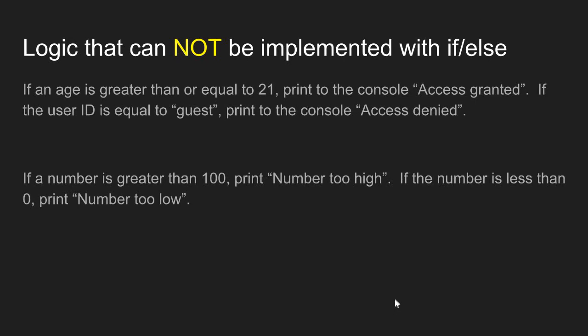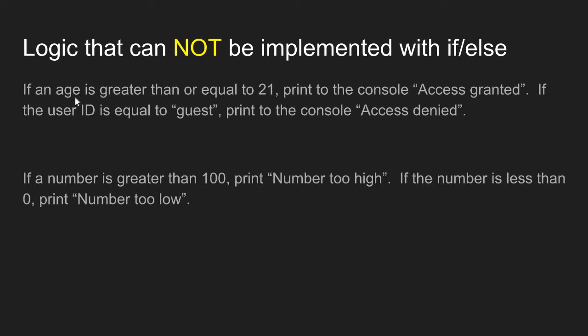Now let's look at some examples of logic that could not be implemented using an if-else statement. In our first example, we say, if an age is greater than or equal to 21, print to the console access granted. If the user ID is equal to guest, print to the console access denied. Now, maybe at first glance, because we're doing an access granted or access denied, the work looks like it's one or the other. But our conditions here are completely separate.